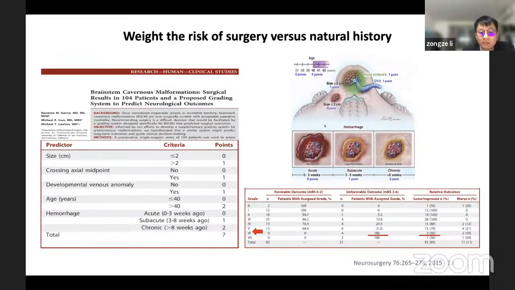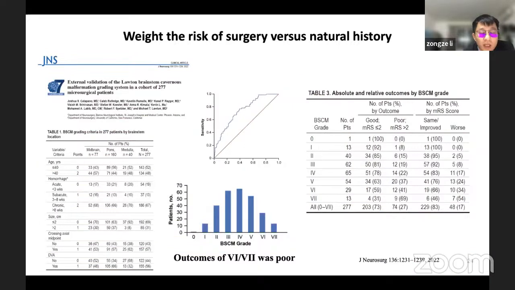This is another study with external validation, and the prediction accuracy of this model was high, and the outcome of patients in grade 6 to 7 was very poor, and this was very unacceptable for patients.